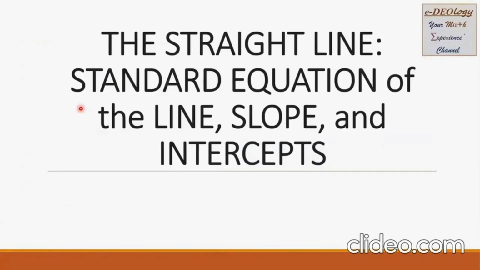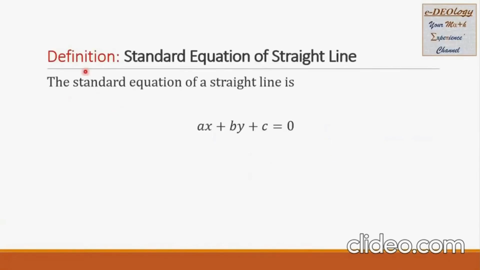Hi everyone. Today we're going to study the standard equation of the line in relation to the slope and intercepts. Let us first define the standard equation of a straight line. The standard equation of a straight line is given here: ax plus by plus c equals 0.